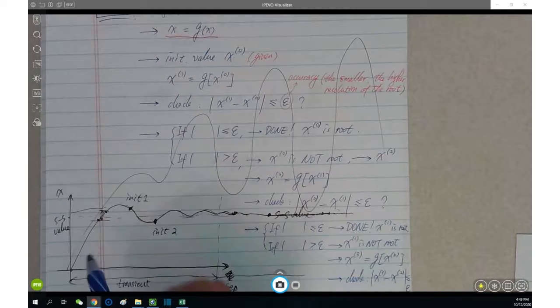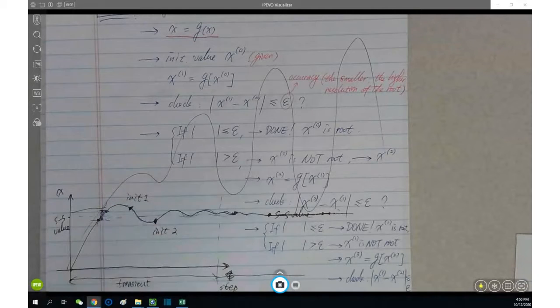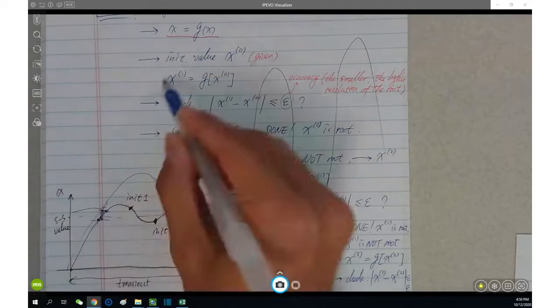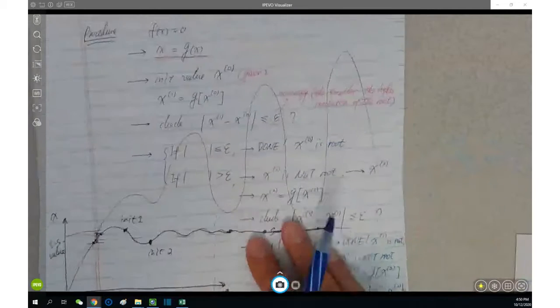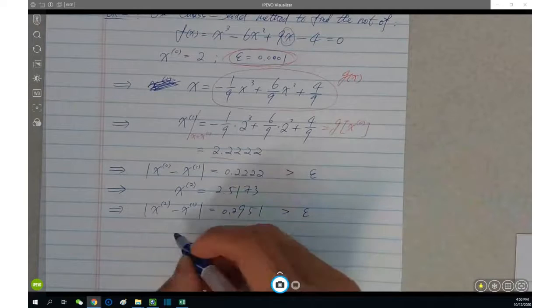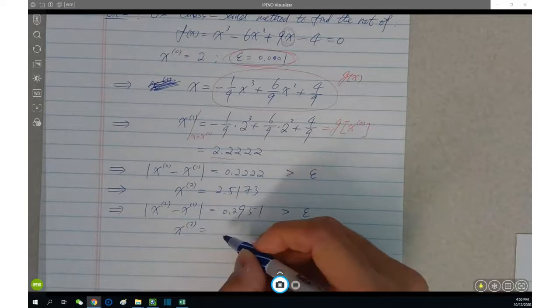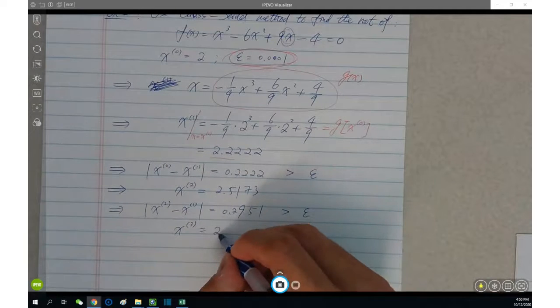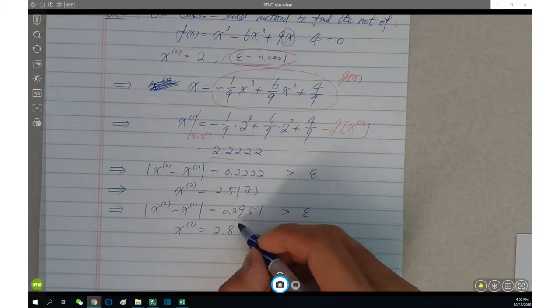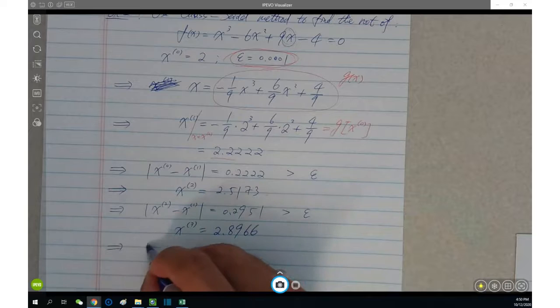Sometimes the slope is steep. Sometimes the slope is flat. It's not necessarily going crazy. You're approaching the correct answer. Just don't worry. And then x of 3. And then do the same thing. You end up with this. Go ahead and check this.